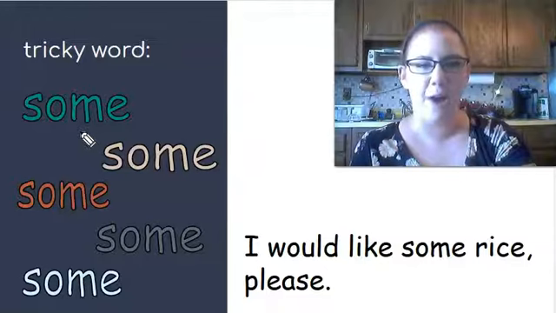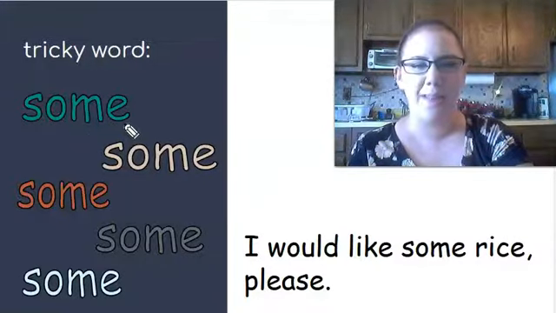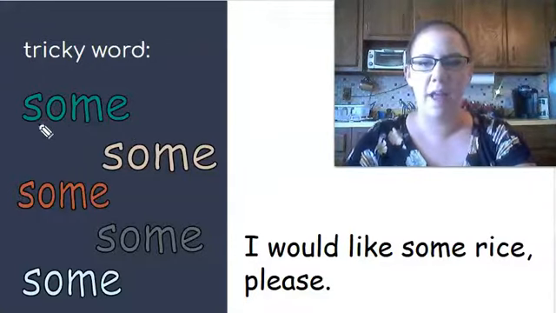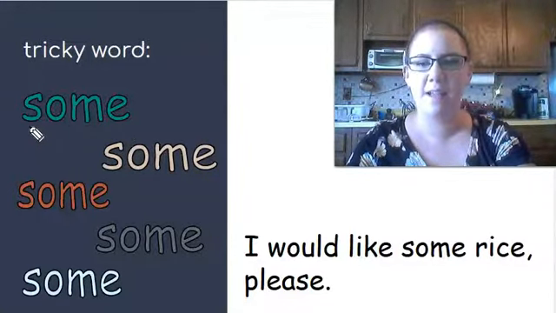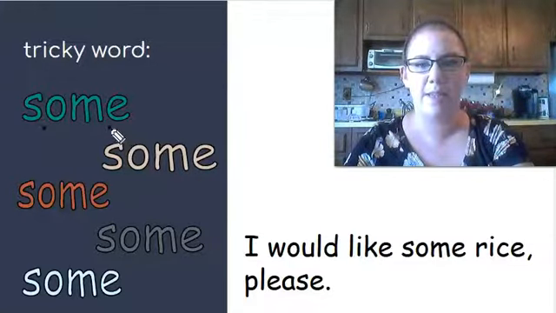If you sound it out, you might think it says "eh." But that doesn't quite make sense. In this word, the S says "sss," the M says "mmm," but the O and the E do something different.